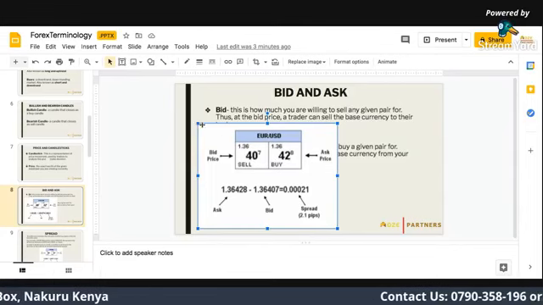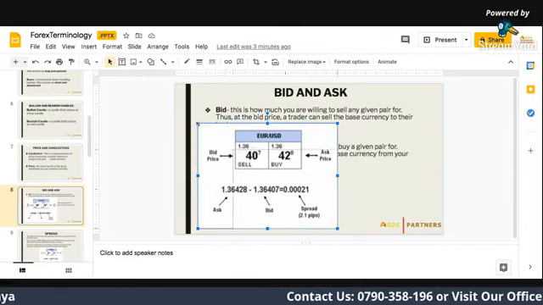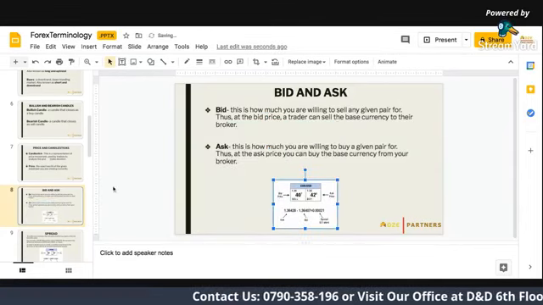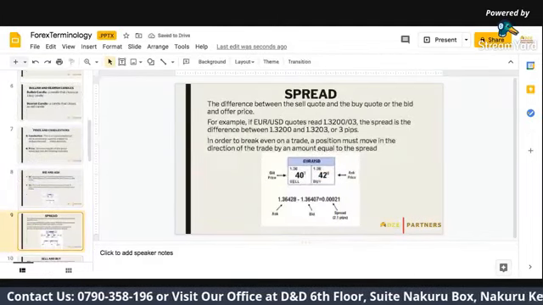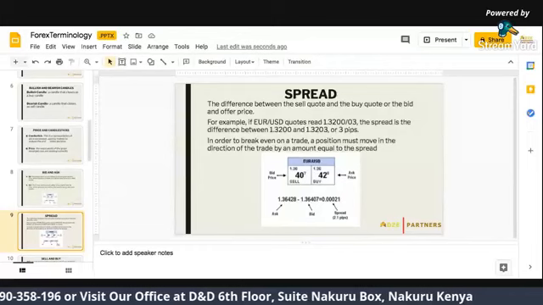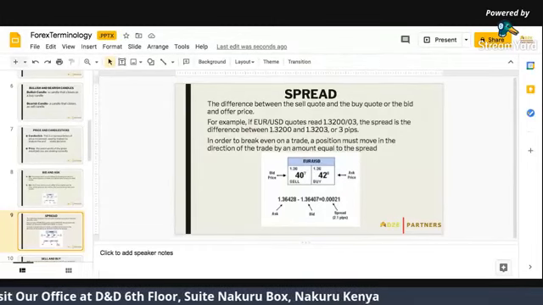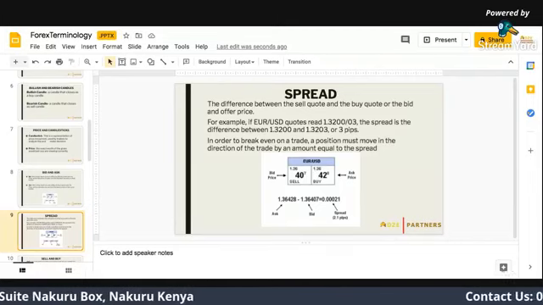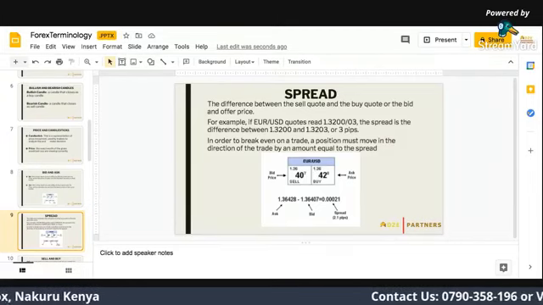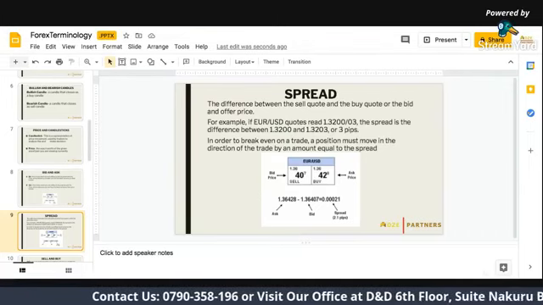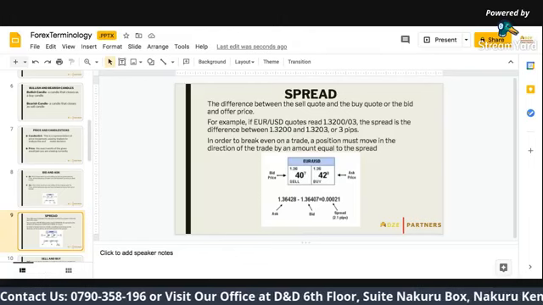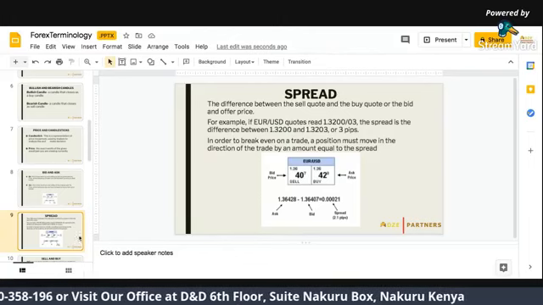Now, if you're buying, you use the ask price. If you're selling, you use the bid price. Now, the difference between the sell quote and the buy quote, or the bid and the offer price. For example, if Euro USD reads 1.32, the spread is the difference between the bid and ask. Remember, we said that the broker is also in business, is the one connecting you now to the market. So he's going to buy at a particular price and then sell to you at another price. Now that small margin is called the spread.